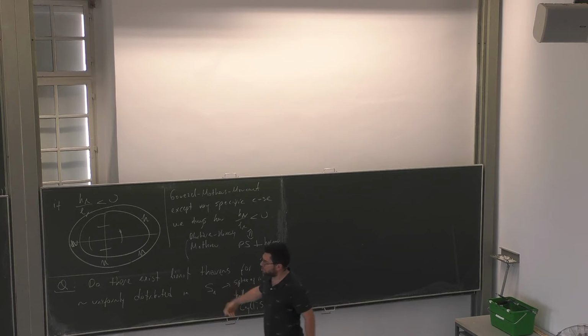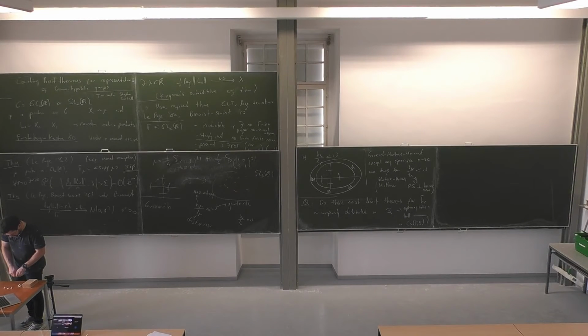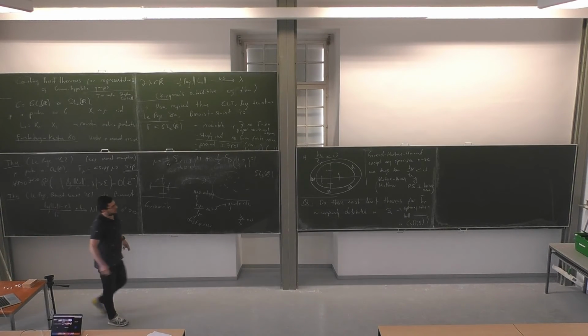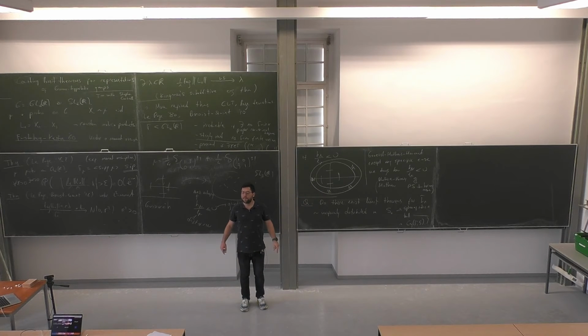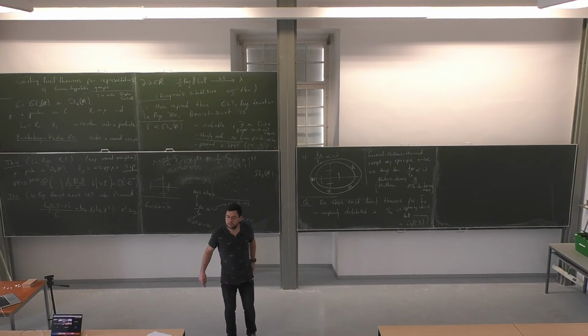So this is the question I will ask. And so now I can state the results. Yes. The converse to biologisme, do you know that there is always some random walk which is more or less uniformly distributed?